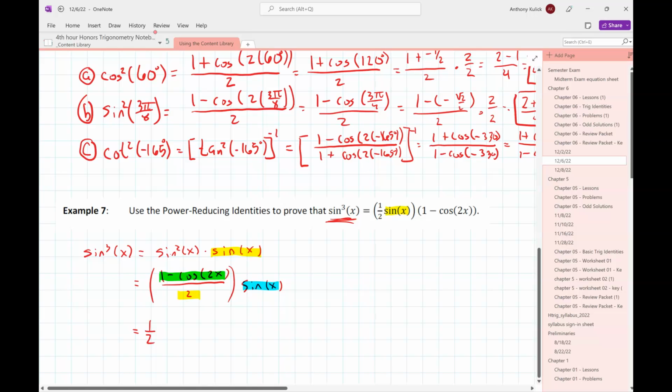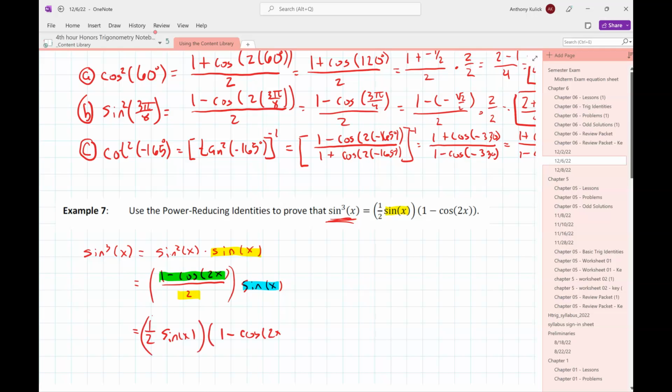For example, I could do 1/2 times sine x times 1 minus cosine 2x, which is exactly what I wanted to end at. And I'm done. Like one identity. That's all I needed to use there. Cool beans.